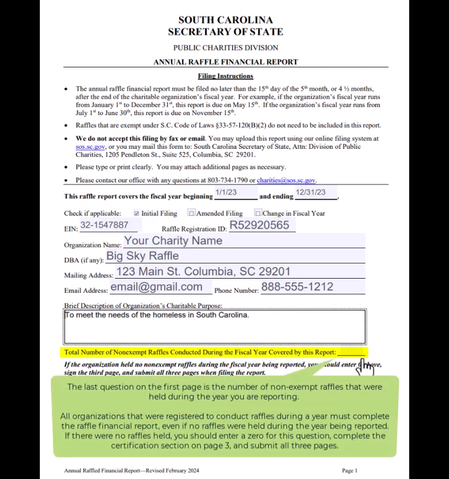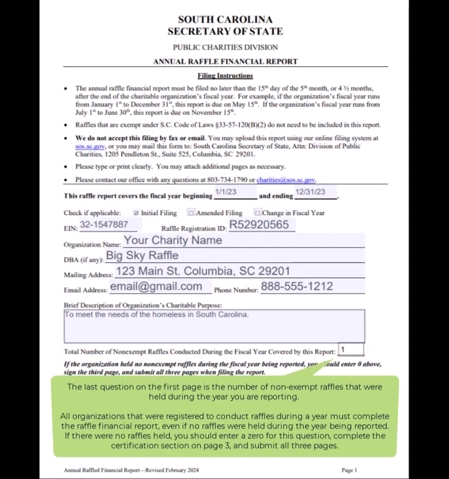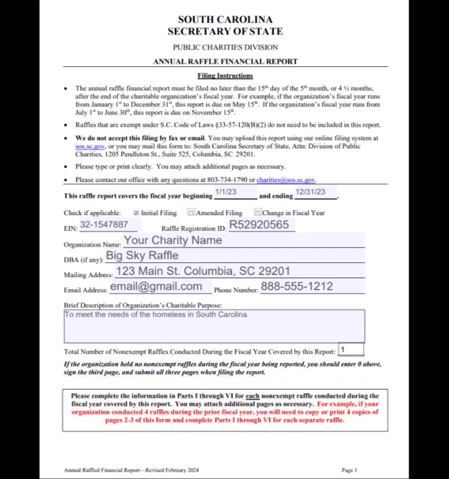The last question on the first page is the number of non-exempt raffles that were held during the year you are reporting. All organizations that were registered to conduct raffles during the year must complete the Raffle financial report, even if no raffles were held during the year being reported. If there were no raffles held, you should enter a 0 for this question, complete the certification section on page 3, and submit all 3 pages.